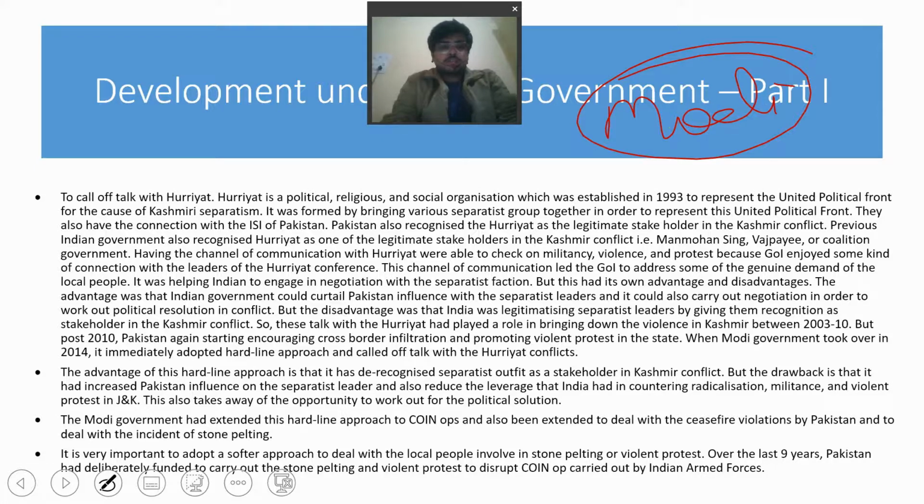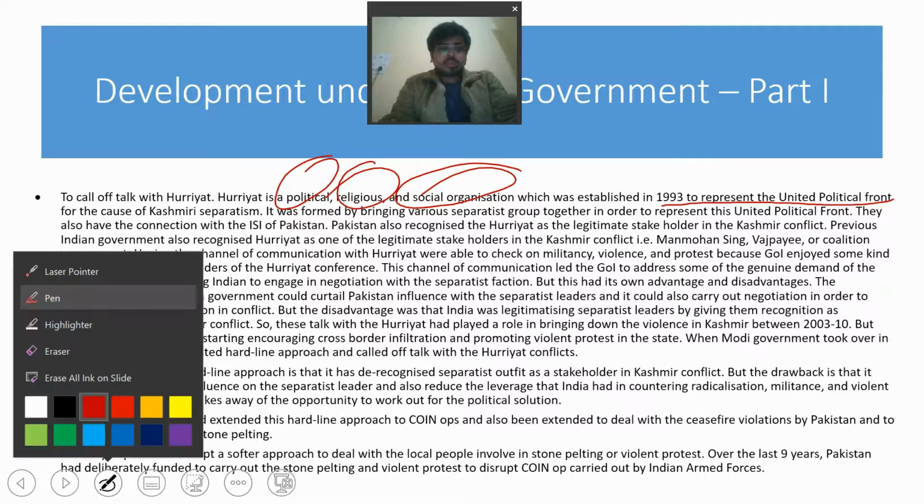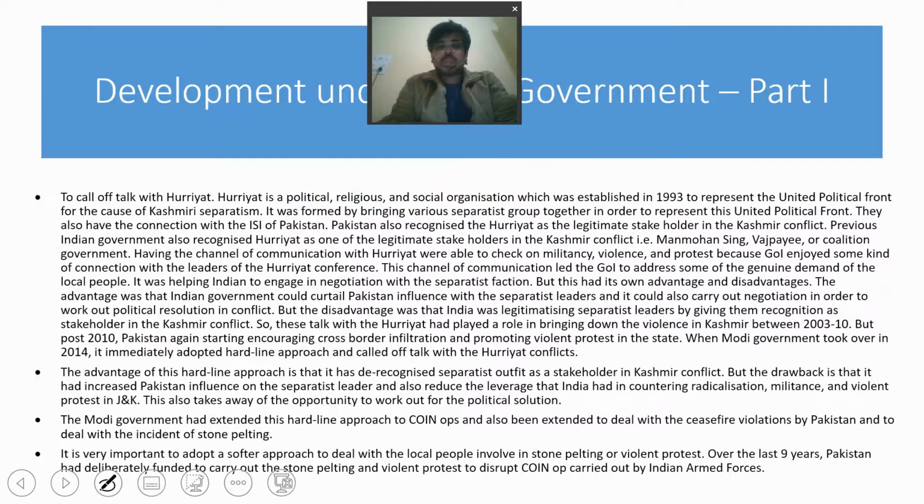So who is the Hurriyat? Hurriyat is a political, religious and social organization which was established in 1993 to represent a united political front for the cause of Kashmir separatism. Now see what happened. Hurriyat also had a connection with Pakistan, and they had control over a major part of the region of Kashmir.